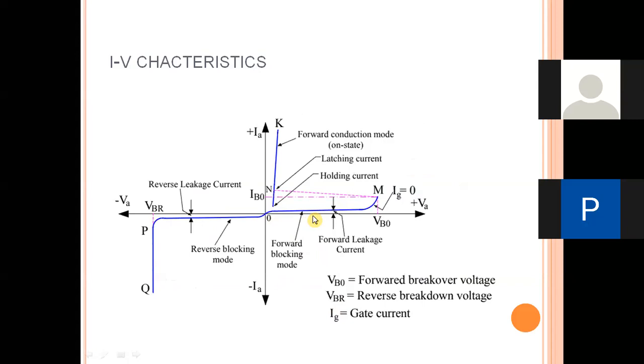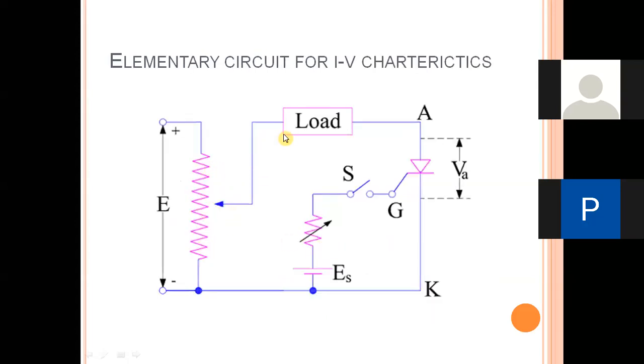After that, by varying this potentiometer, we are going to vary the voltage in steps of 10, 20, 30, 40, 50, 60, and so on up to the maximum value of the supply. Suppose the maximum value of the supply is going to be 100 volts. So if the voltage provided here is increased gradually by keeping this switch open, then what will happen?